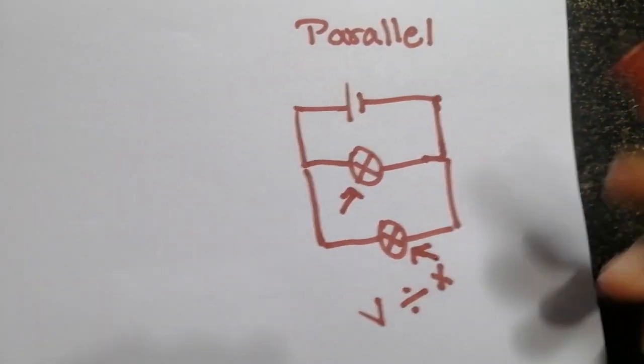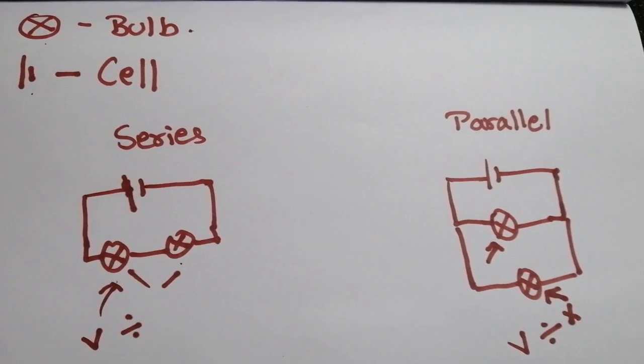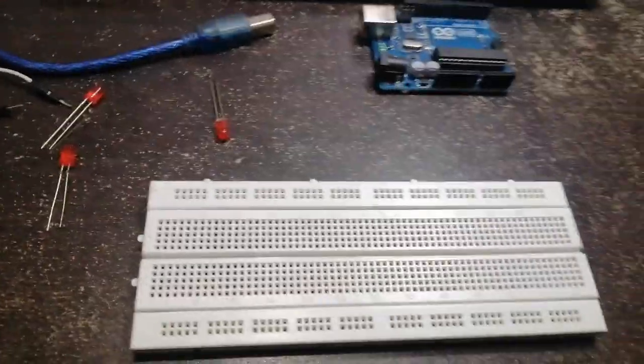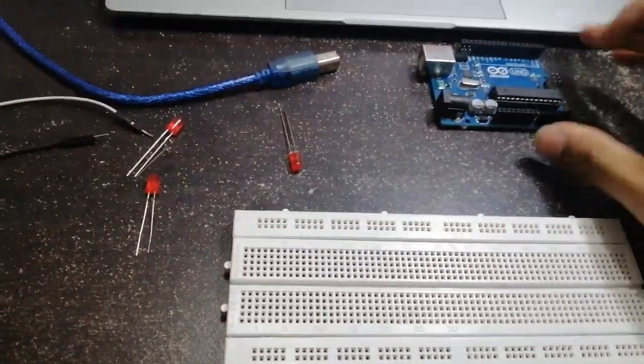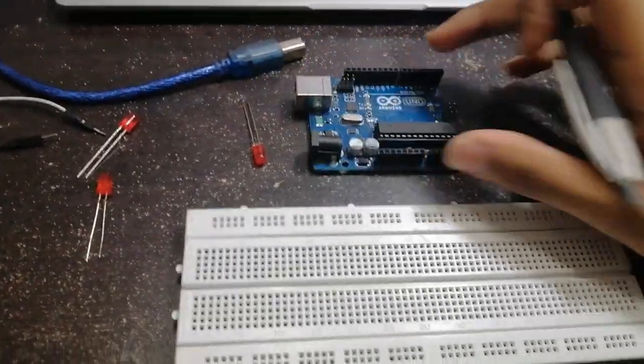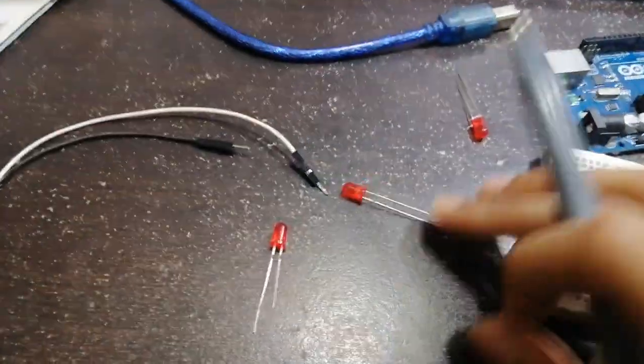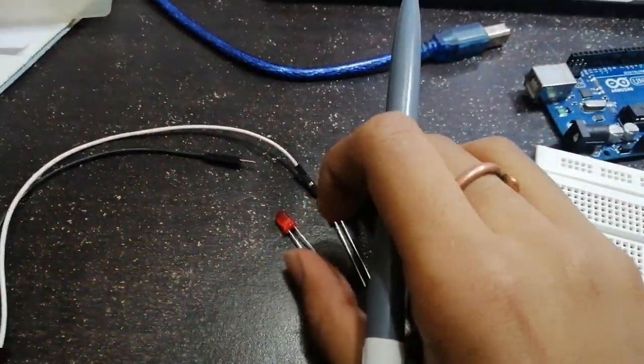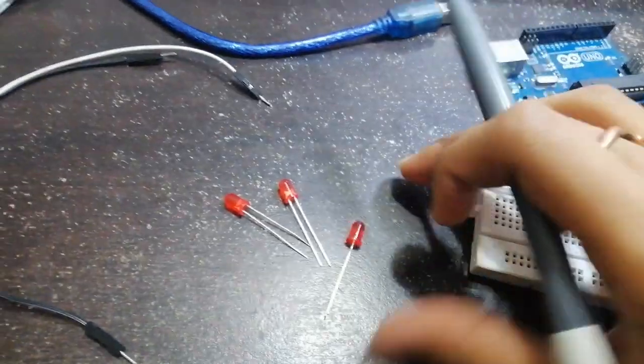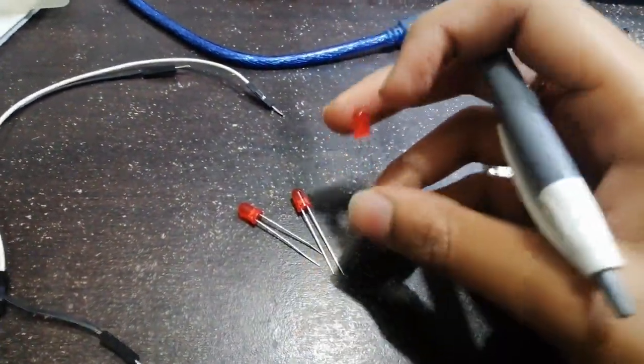Now I'll just show you how it looks using the Arduino. Okay, so now I'm here with the components. I have the Arduino Uno, a breadboard, two jumper wires, and three LEDs. I'm using LEDs in this case, but you can use any other component like buzzers and so on.